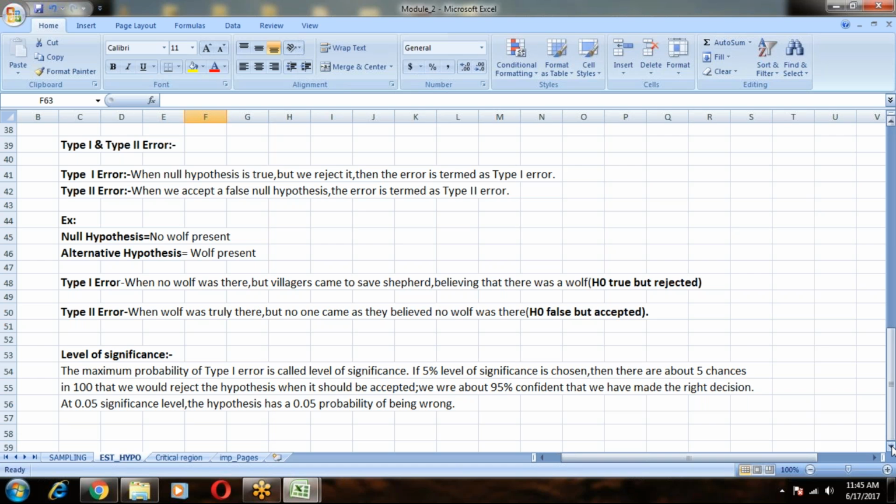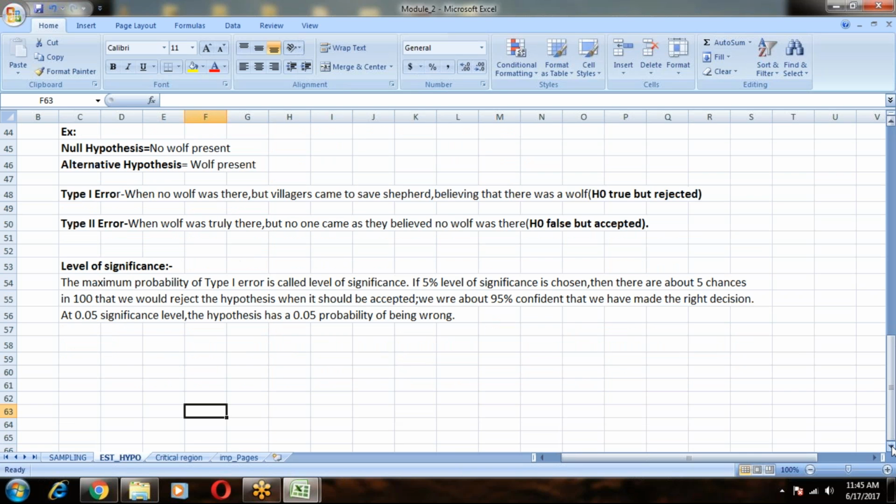Okay, now let me give an easy example. We all know the wolf and shepherd story, right? So I have used that one and tried to explain type 1 error and type 2 error using that story. It's very interesting, but try to understand it.